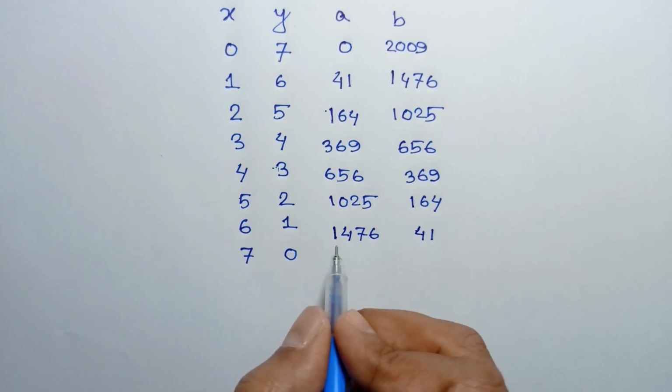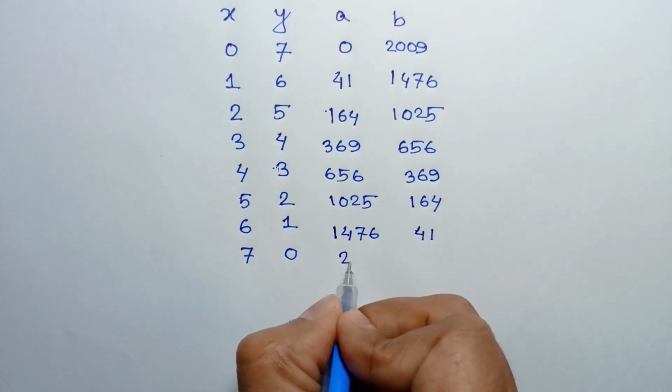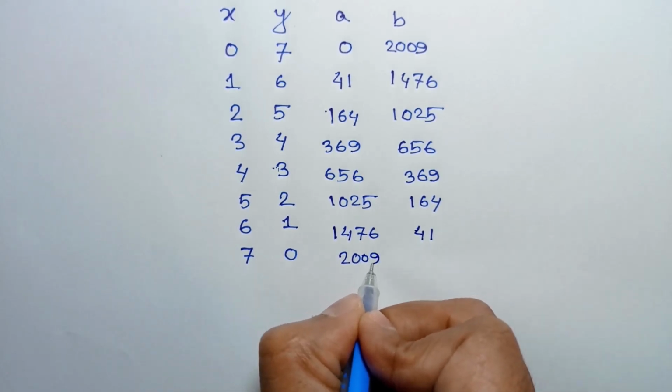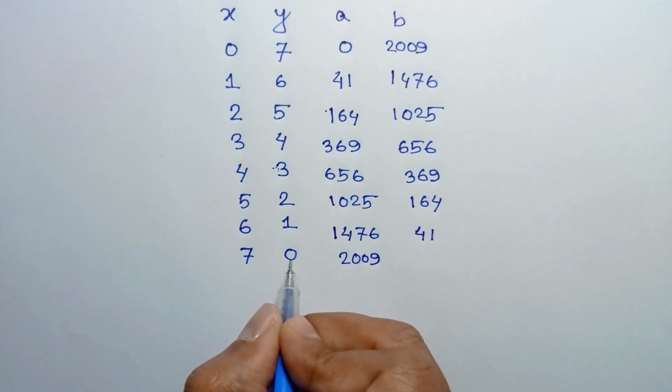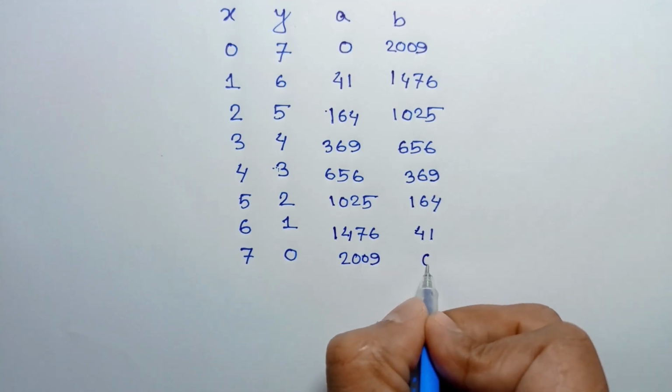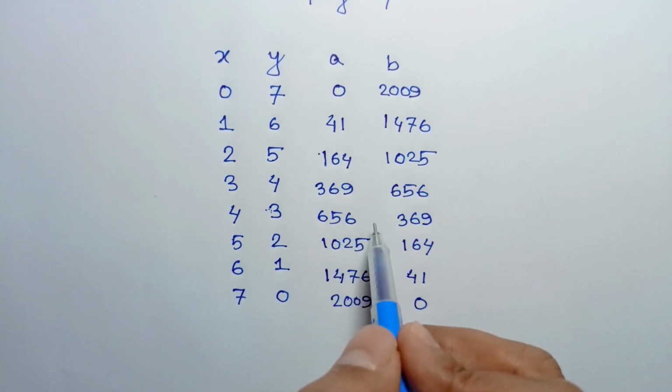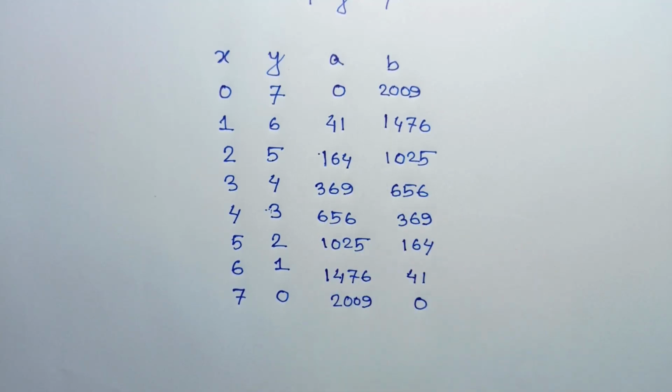And when x is equal to 7, the value of a will be 2009, and when y is equal to 0, the value of b will be 0. So these are the 8 sets of integer solutions of this equation.